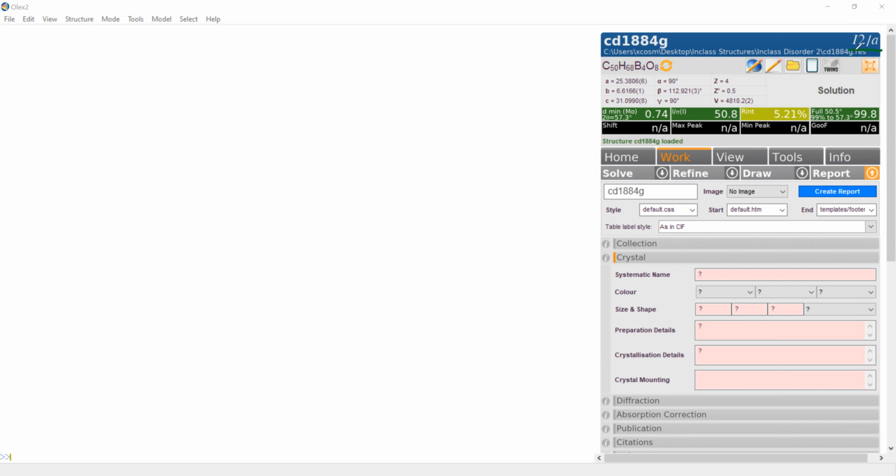And once you solve it in I2/a, you can actually use PLATON to convert it to C2/c if it works. But for this exercise, we'll leave it in I2/a.